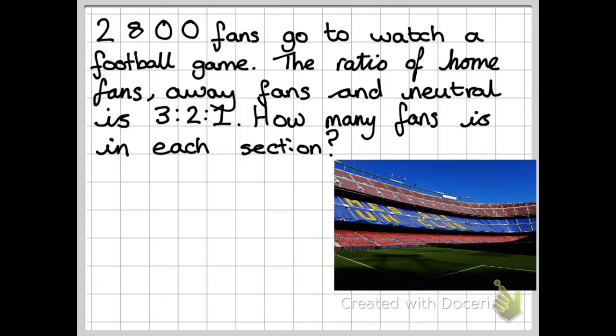Okay, moving on to the last question, and I'm actually not going to answer this question. I'd like you to take a look at it, and if you come up with the answer, then please write your answer in the comments section below. So the question is, 2,800 fans go to watch a football game. The ratio of home fans, away fans, and neutral fans is 3 to 2 to 1. How many fans are in each section?